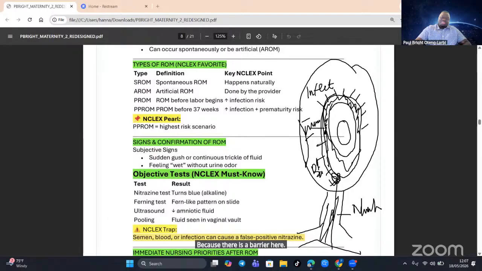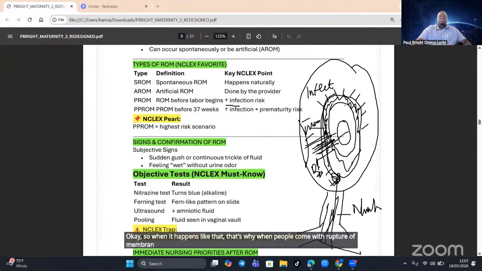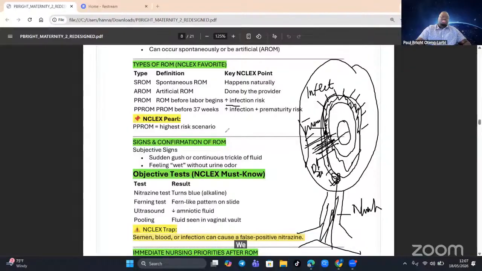But when this one breaks, fluid and all these things can enter and cause issues. Sometimes blood, so many issues for the baby, infection. Okay. So when it happens like that, that's why when people come with rupture of membranes, it's not time for them to deliver. We give what? ABX, antibiotics, and we give the mother fluid.